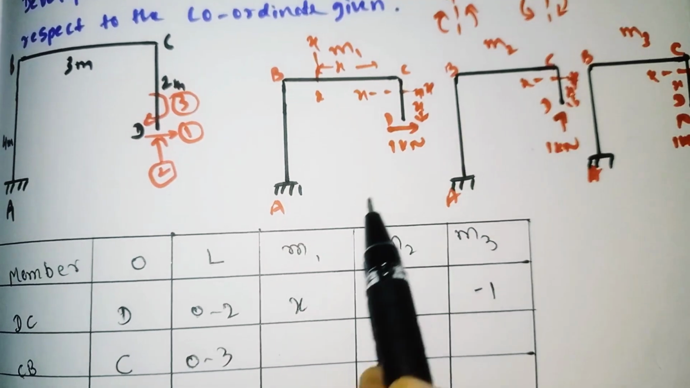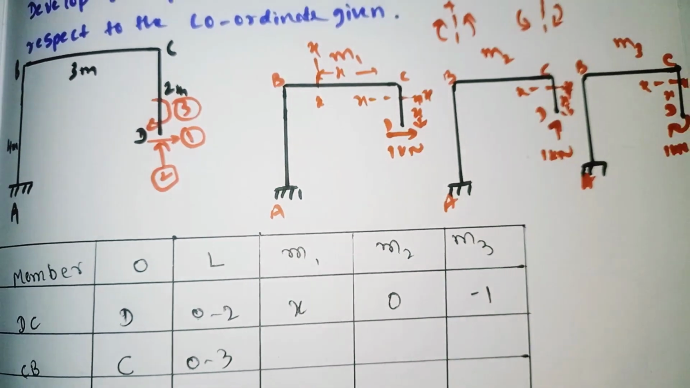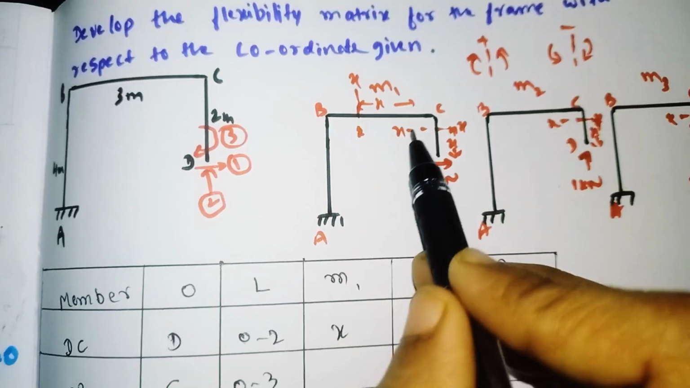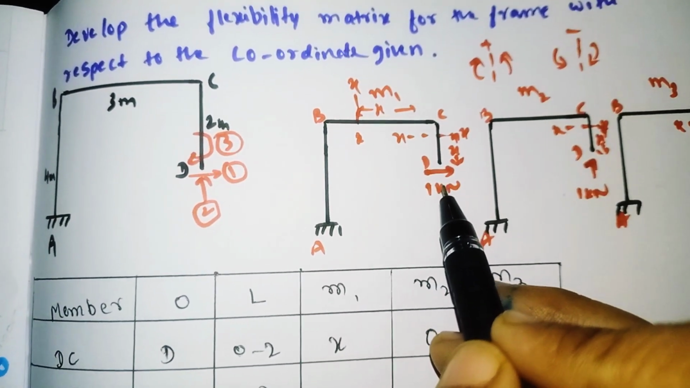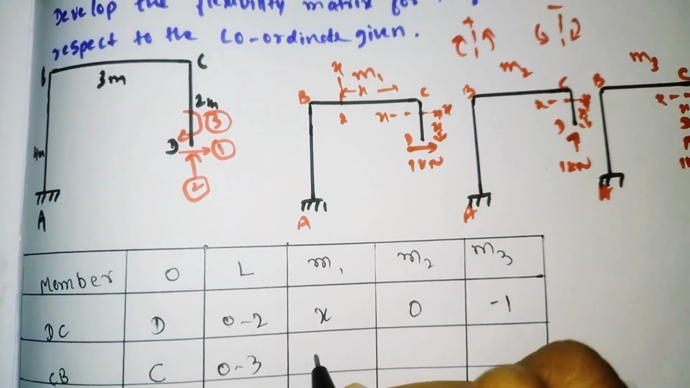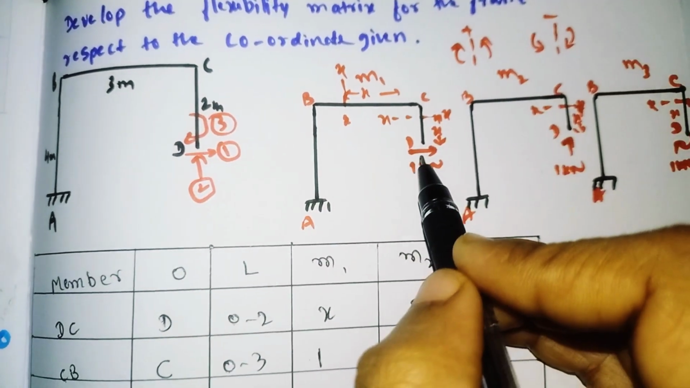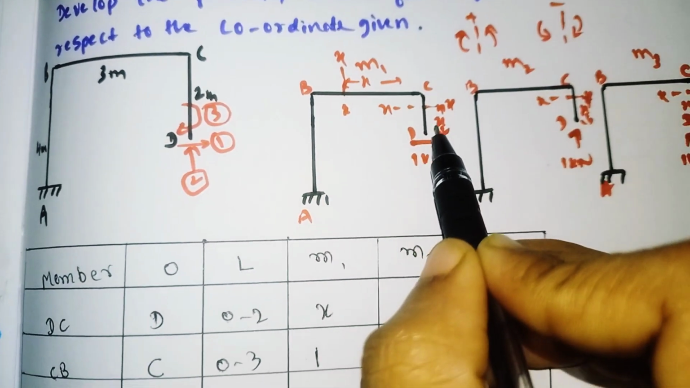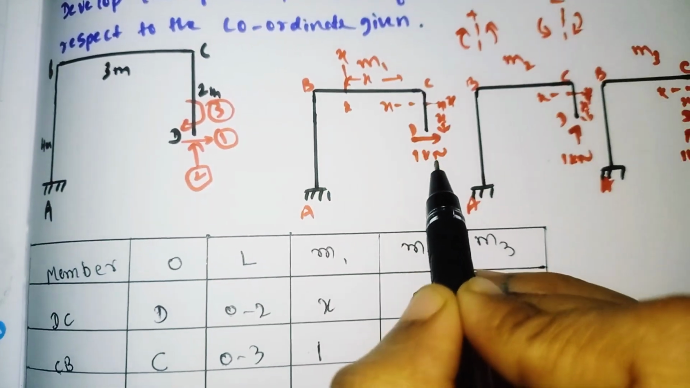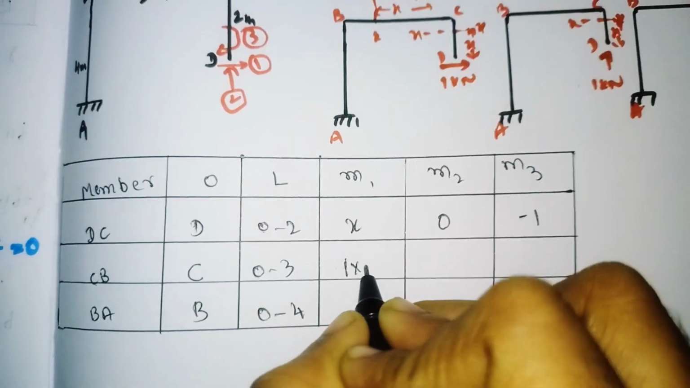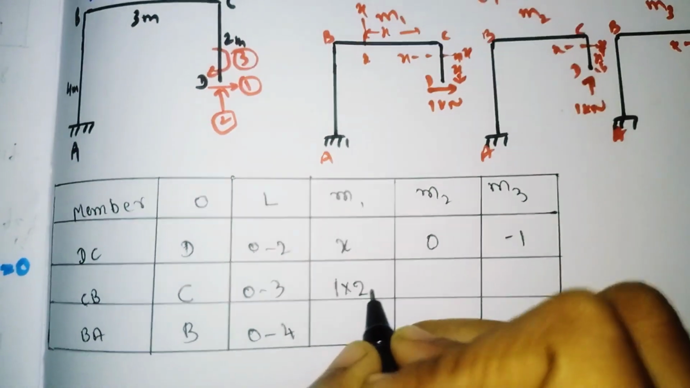The perpendicular distance for this member BC is CD, that is 2 meter. And it is going upward, so we need to take the positive. So 1 kilonewton is going upward. Now we need to take the positive, that is 1 into, the perpendicular distance of this member is this CD. It has a distance of 2 meter. So 1 into 2.